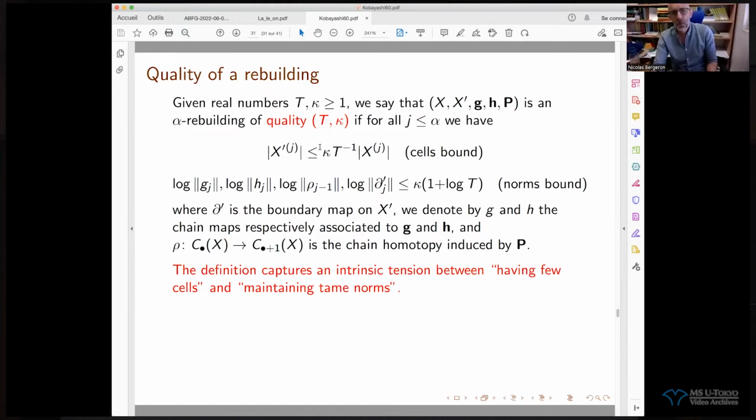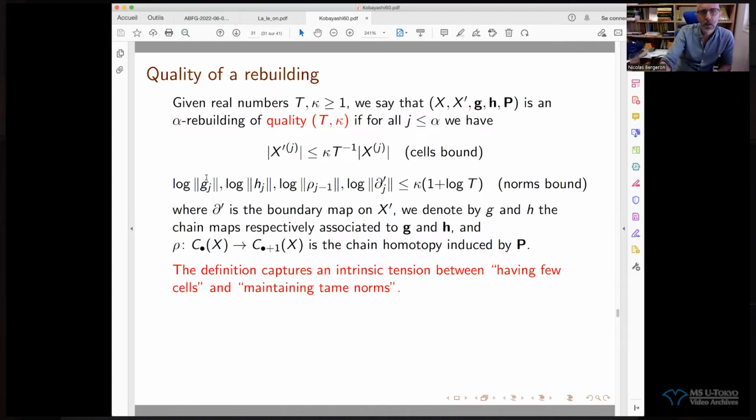And we authorize some kappa constant. For the moment, you can a bit forget about the kappa. I have to put it, but it's not that important. But the important thing is that this T allows us to diminish the number of cells. So that would be enough to bound Betti numbers. But we've seen that for the torsion, we also need to bound the boundary map in the new complex. And for that, we need to bound all the logs of these.